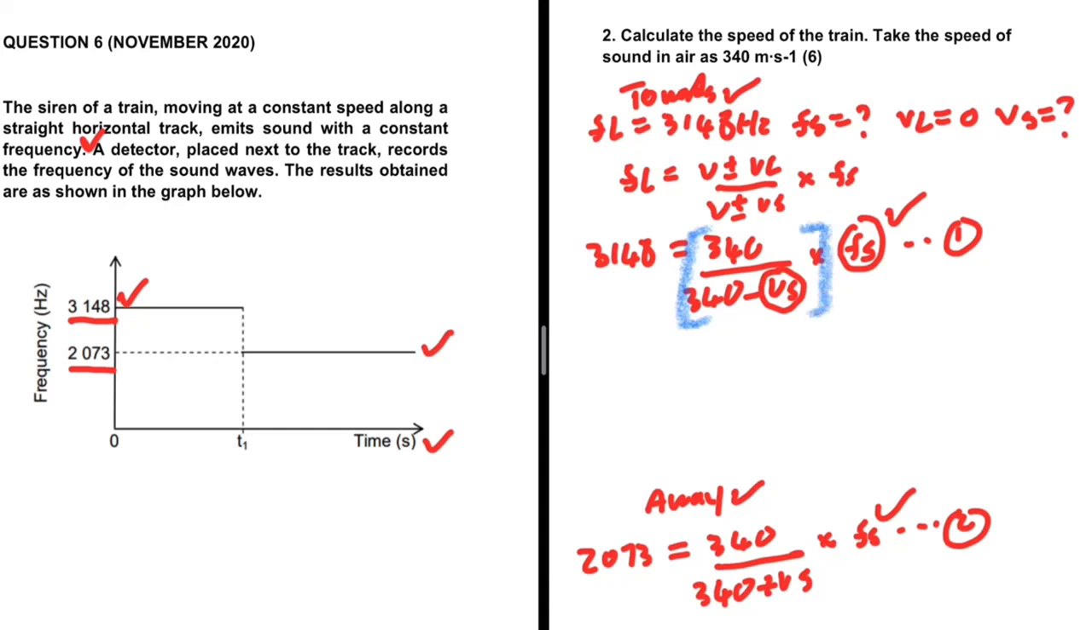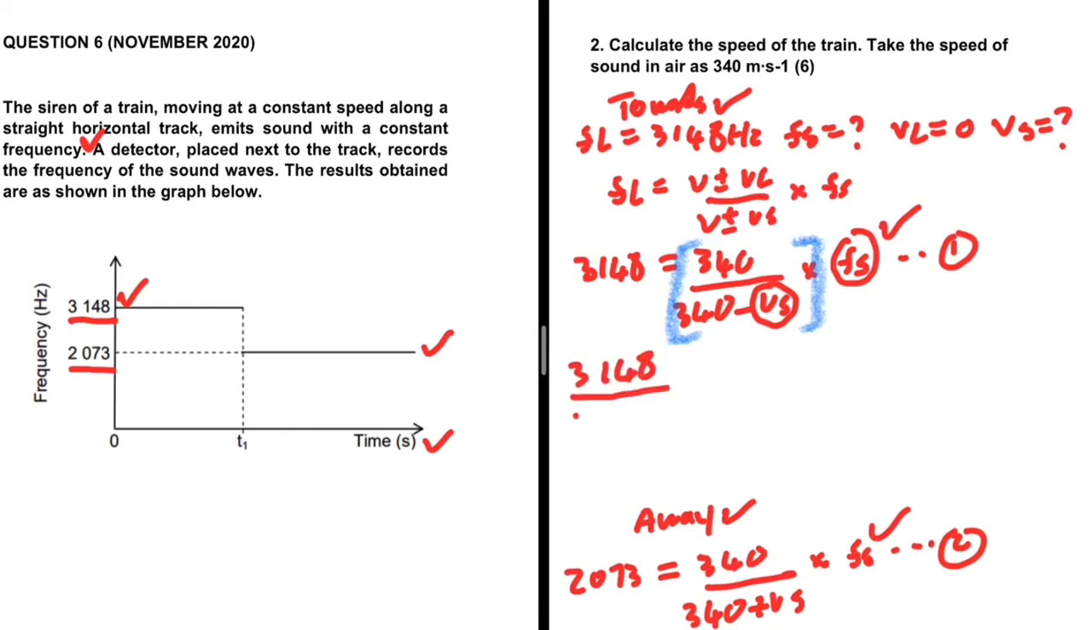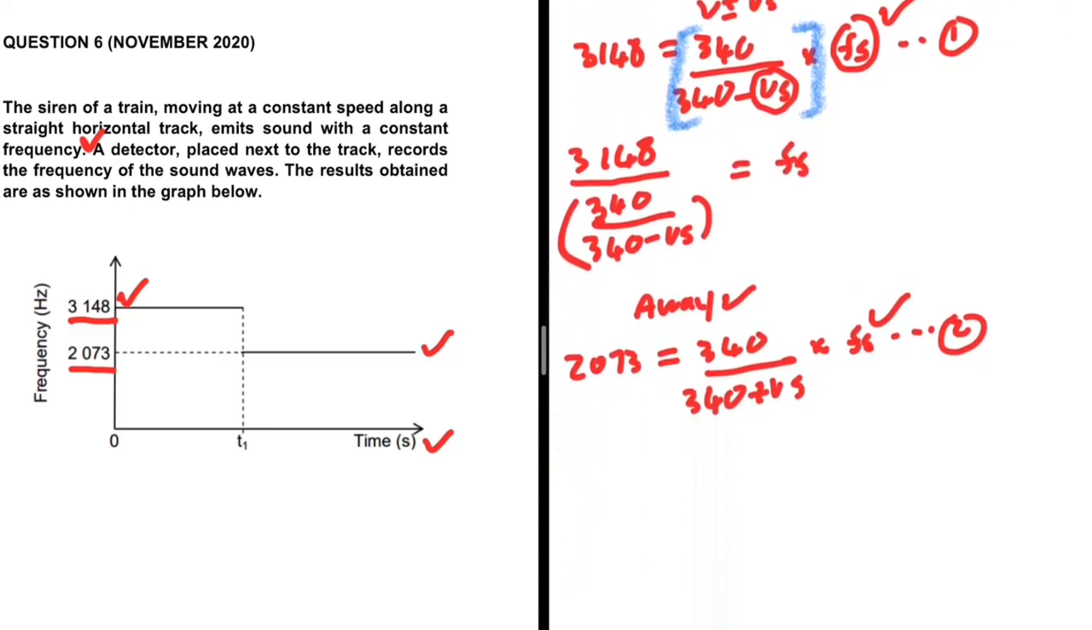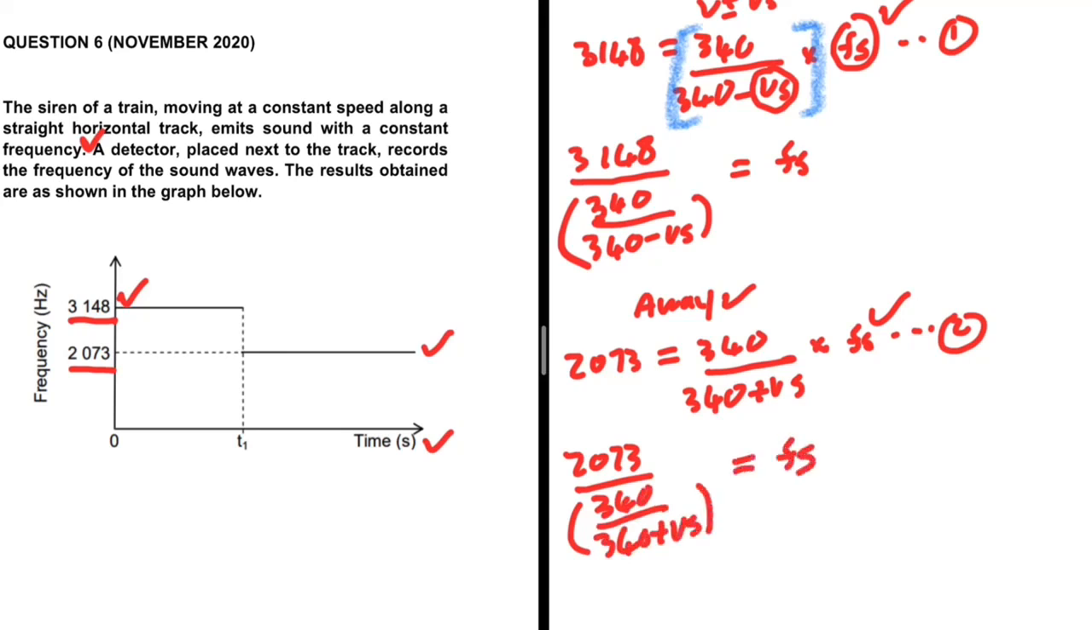So on the first equation, we're going to have 3148 divided by (340 divided by (340 minus VS)). This is equal to FS in our equation 1. And then in our second equation, we're going to have 2073, everything divided by (340 divided by (340 plus VS)). This is equal to FS. So these two things are equal to FS, and we can just equate those two.